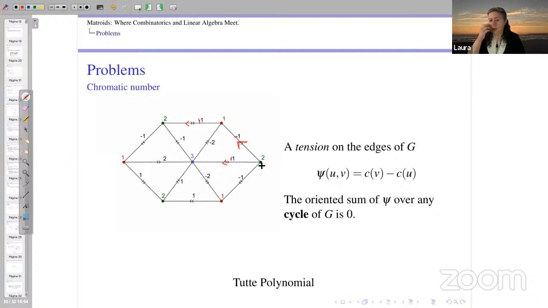Yes, there's a very simple argument of why this is happening, and all you have to do is replace this number by this. And then what you see is that each of these numbers around the circuit is being counted twice with different sign. And so it adds up to 0 always. Okay, thanks.